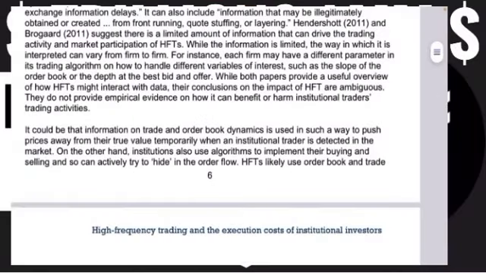It could be that information on the trade and order book dynamics is used in such a way to push prices away from their true value temporarily when an institutional trader is detected in the market. On the other hand, institutions also use algorithms to implement their buying and selling, and can actively try to hide in the order flow.